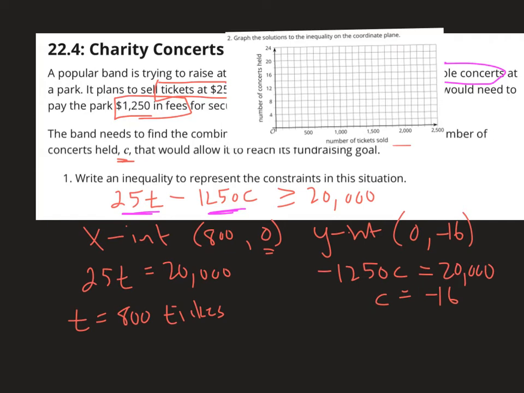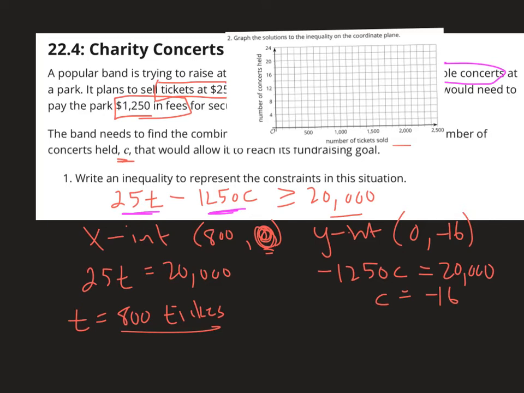So if you didn't pay any fees, right, so you had no concerts, that's what 0 stands for, number of concerts, then you'd have to sell 800 tickets to make $20,000. Well, good luck selling 800 tickets but no concerts. People are going to want their money back.